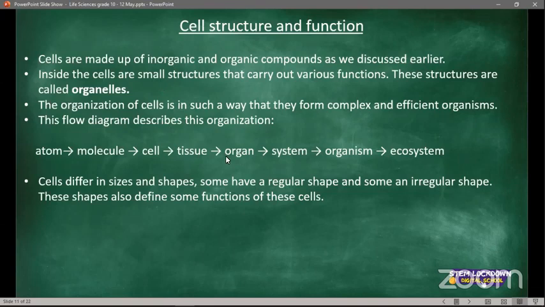And two or more organs working together or functioning together make up a system. And two or more systems functioning together make an organism. And two or more organisms functioning together or working together then make up an ecosystem. So this is the organization of cells.